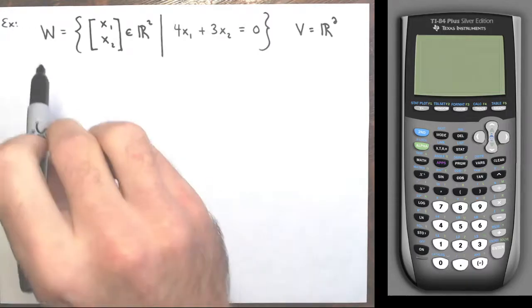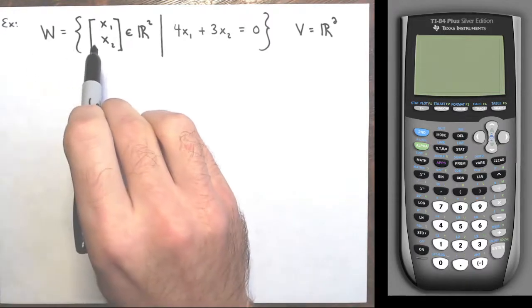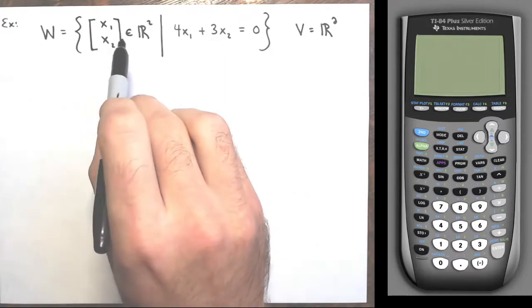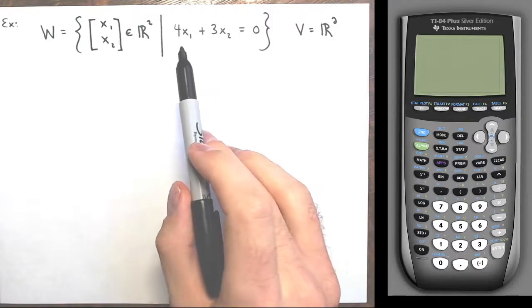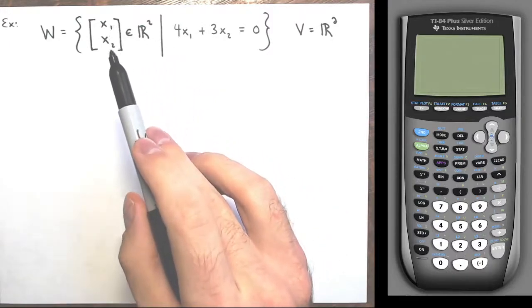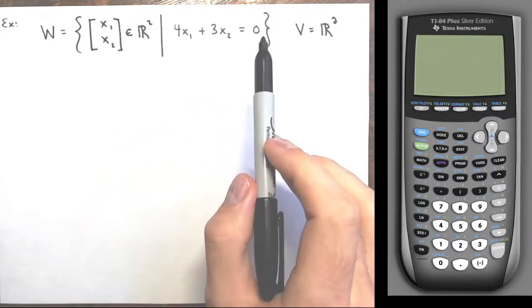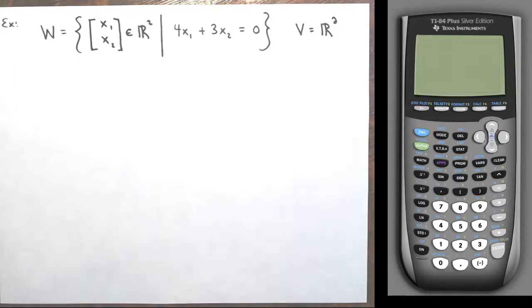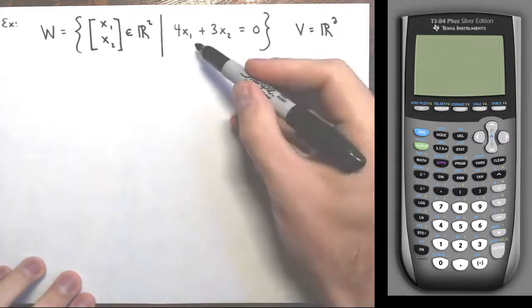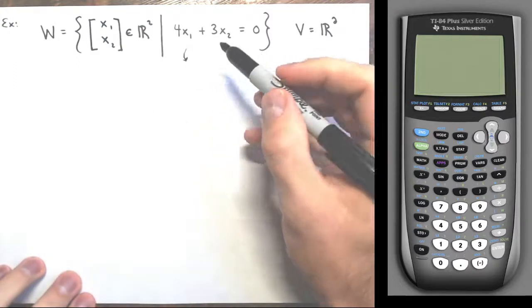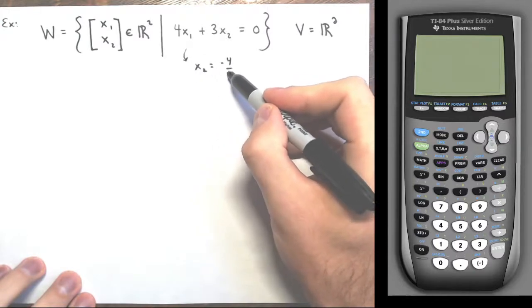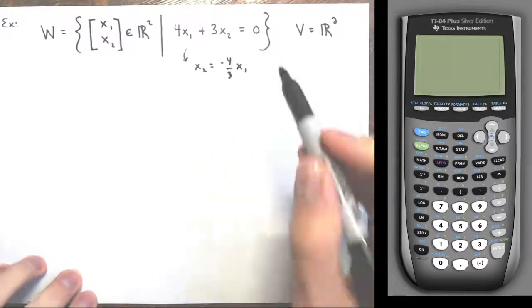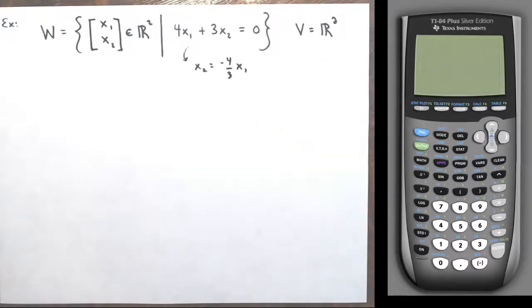All right, so this time W is another subset of R2, right? Vectors in R2 with 2 components. And here's the condition that needs to be met now. 4 times x1 plus 3 times x2 must be equal to 0, right? I guess another way you could say this too is that x2 needs to be negative 4/3 times x1. Same thing, right? I'm just solving that equation for x2.